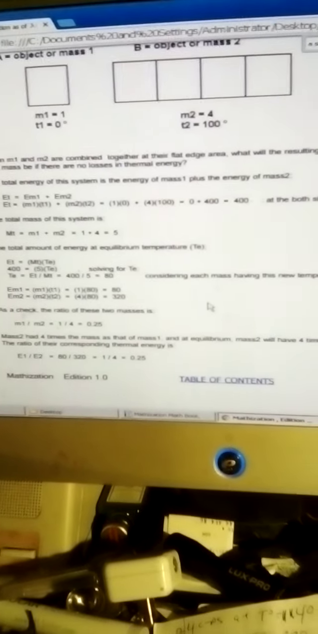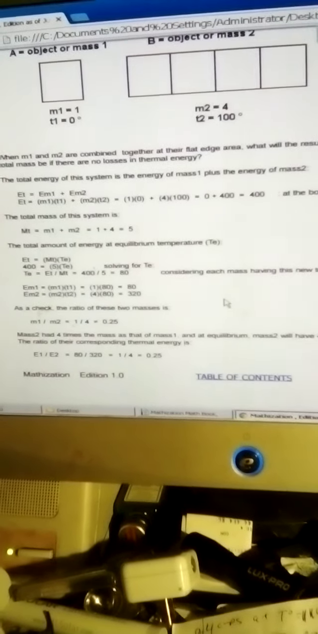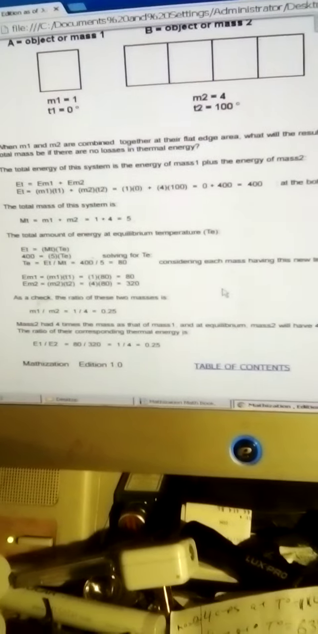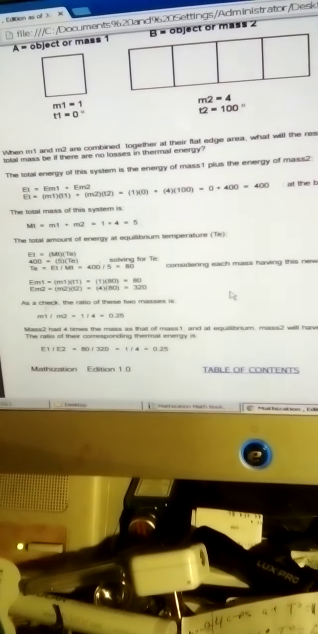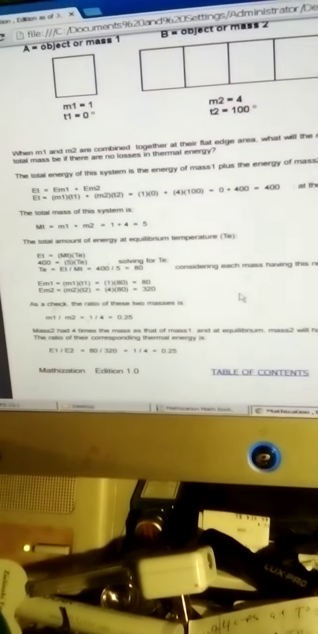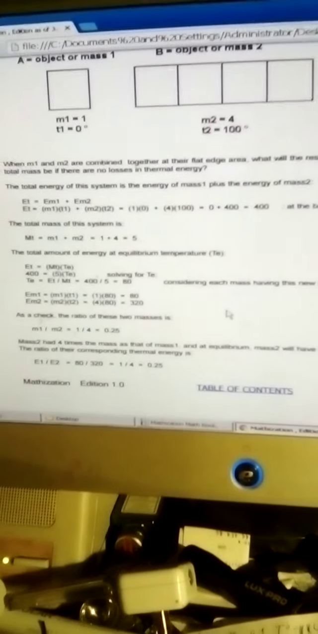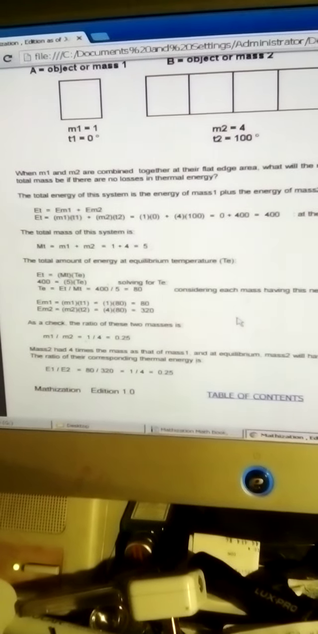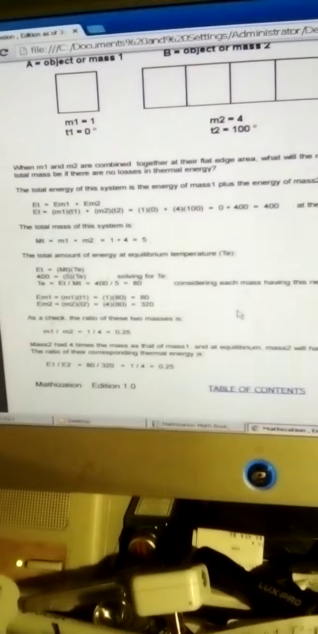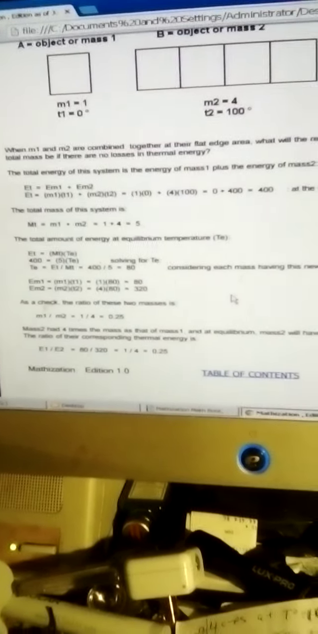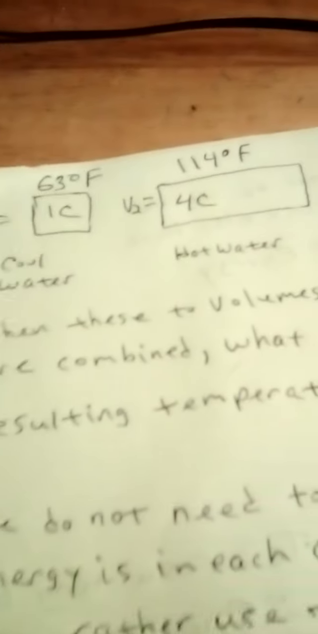And in this example, it's when you combine two masses at different temperatures, what's the resulting temperature of the combined mass. So that's described in this book in more detail, but I'm going to give you here on paper what you can do like at home.